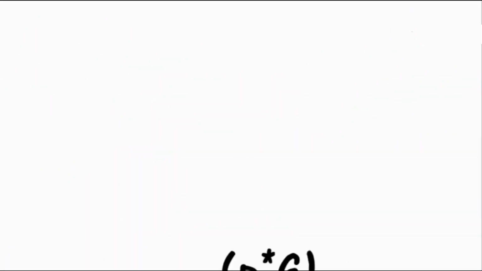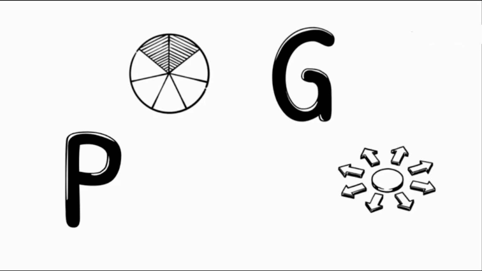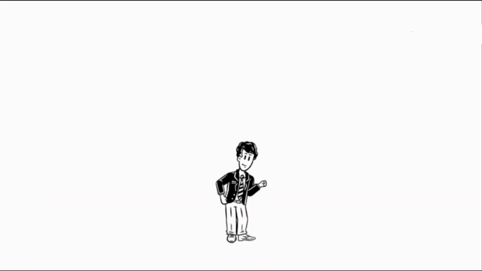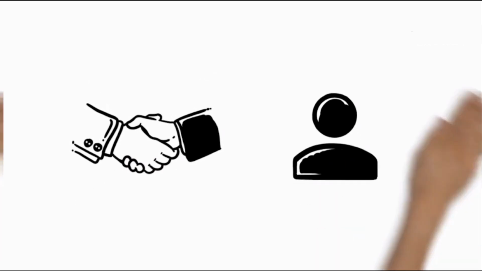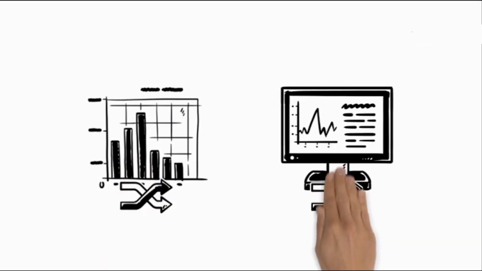The formula for percentage calculation is V equals P times G divided by 100. P is the percentage and G is the basic value. V is the result, the percentage value. Tom plugs all values into the formula. One time for Katya's offer, one time for Georg's. As soon as he gets both results, he can compare them.